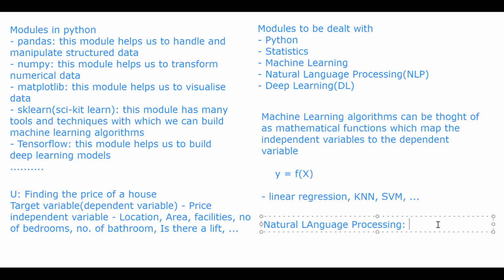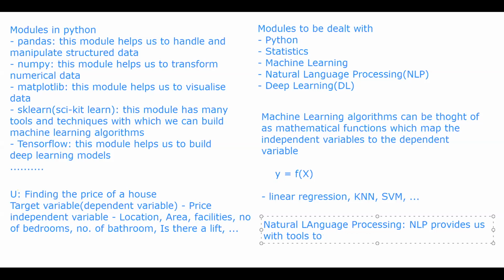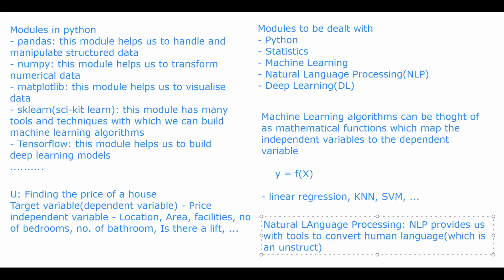So what natural language processing provides us is various tools and techniques to handle human language and convert the unstructured text into a structured format, which can be understood by our machine learning algorithms. So NLP provides us with tools to convert human language, which is unstructured data, into a structured format.